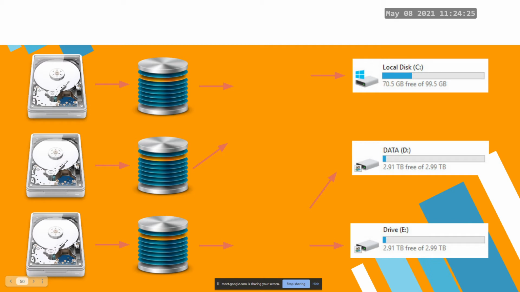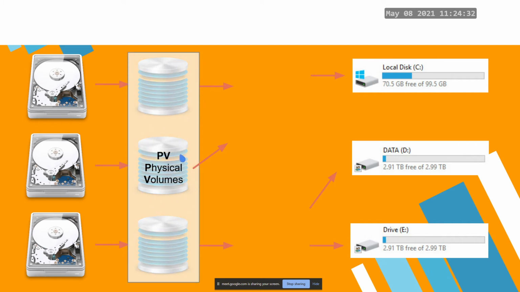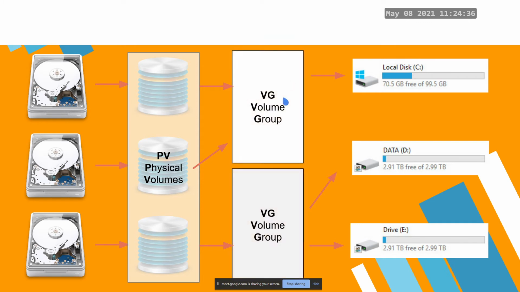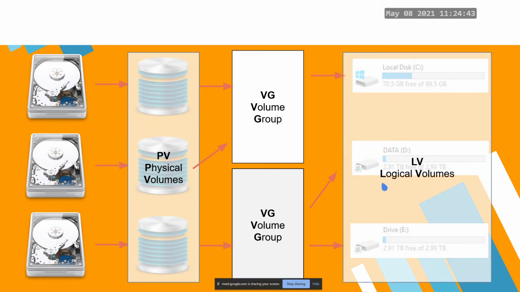In LVM, there are three terms we need to know. First, physical volume. Volume group. And logical volume. Basically, a physical volume represents the physical hard disk. Each hard disk is considered one physical volume, and then it can be assigned to a group. You can have 2 PVs in one group, and another PV in another VG group. It can be done.